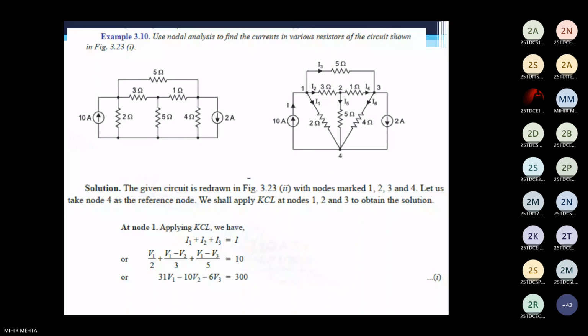Okay. Any doubts? Any further doubts? Please ask. Any further doubts with nodal analysis? Please ask. Okay, great. Since I don't see any hands raised, I presume that there are no further doubts with this particular technique.